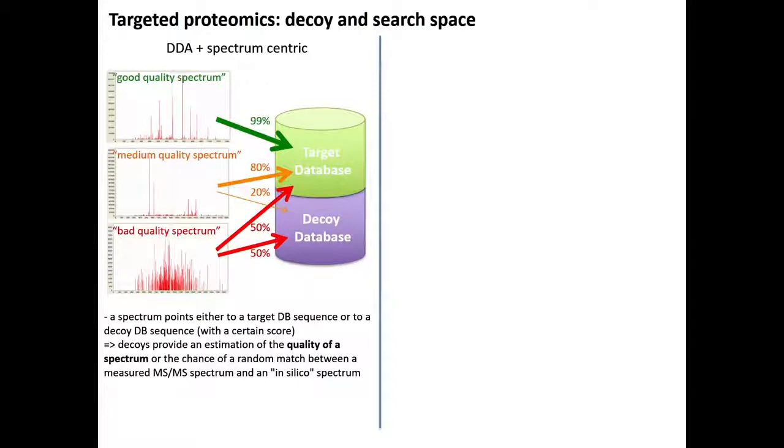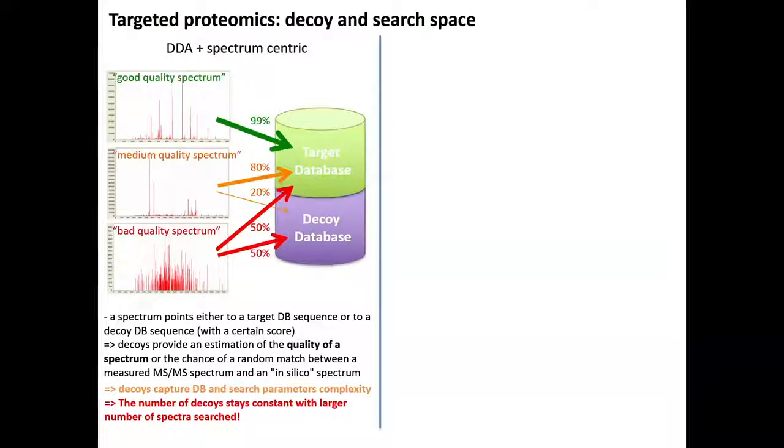So here, my point is that in DDA shotgun decoy database searching, the spectrum points towards either a target database sequence or a decoy database sequence. And here the decoys give you an idea about the quality of the spectrum. This is basically the chance that you have a random match between your measured MSMS spectra and this theoretically generated in silico spectrum. So the point is that the decoys capture the database search space and the search parameter complexity, and it doesn't really scale up with the number of spectra.